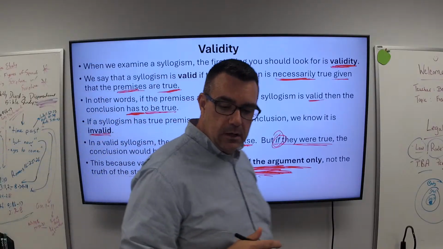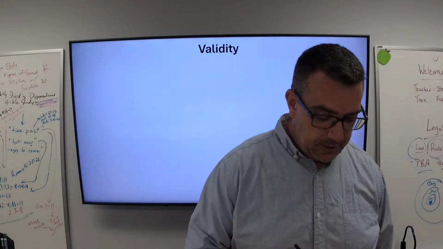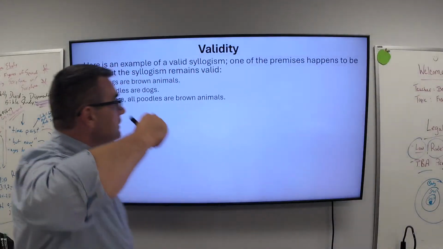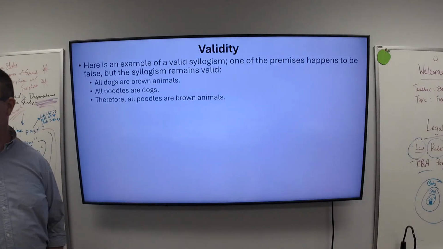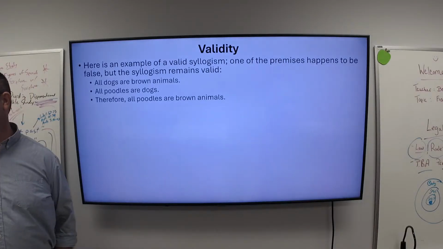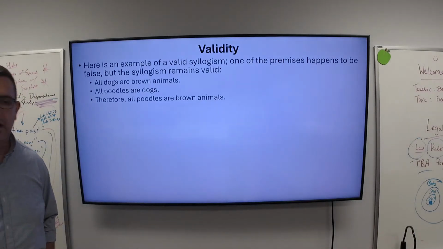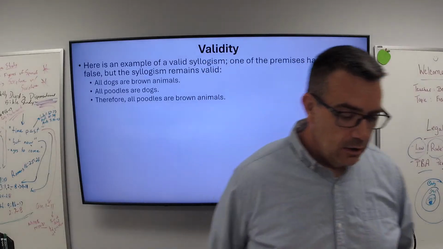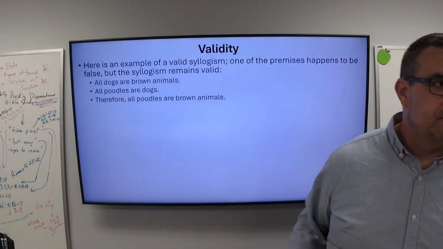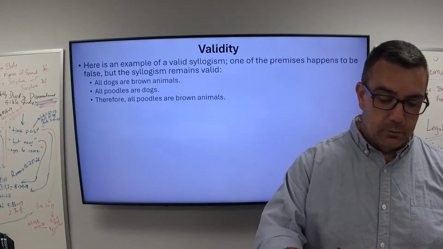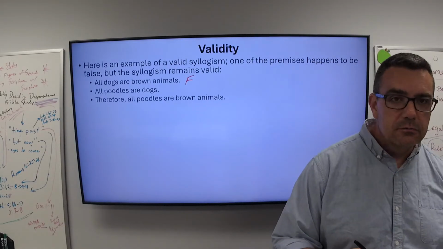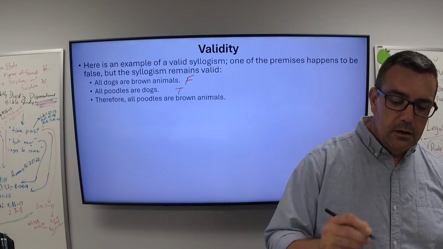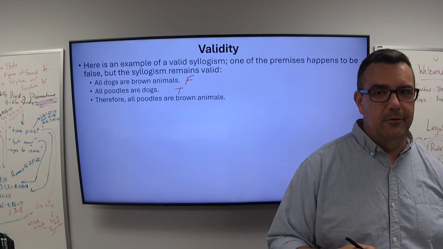So, let's look at some examples here. Second slide. Here's an example of a valid syllogism. One of the premises happens to be false, but the syllogism remains valid in terms of its structure. Premise 1: All dogs are brown animals. That's false. Premise 2: All poodles are dogs. True. Therefore, all poodles are brown animals.